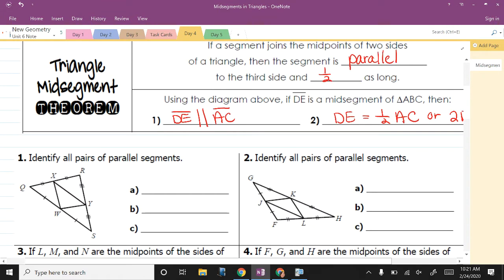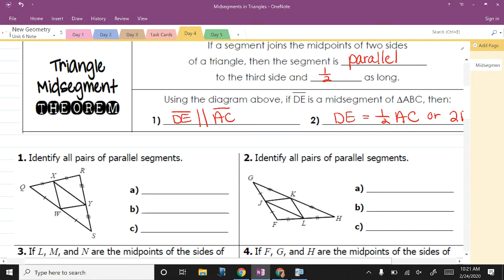All right, number 1. All it wants us to do on number 1 is identify all pairs of parallel segments. Well, look at that. How many mid-segments are in this triangle? There's 3. Because look, Y is the midpoint of RS. W is the midpoint of QS. X is the midpoint of QR. And I get that because of the tick marks. Y'all see that? These 2 are congruent, these 2 are congruent, and these 2 are congruent.